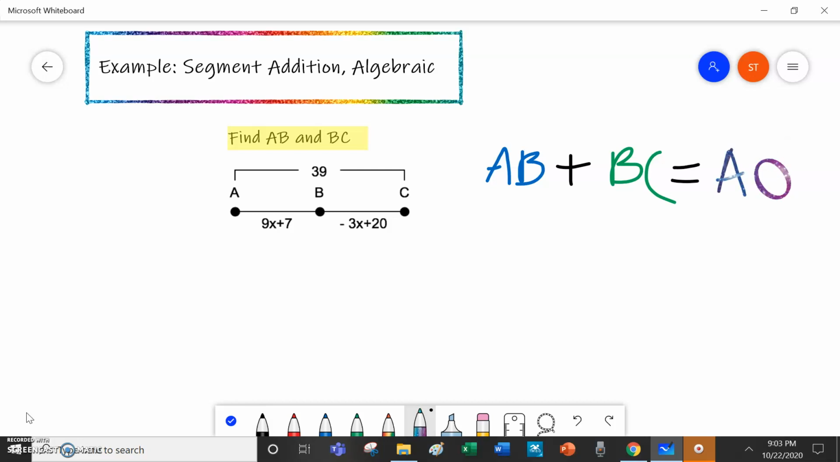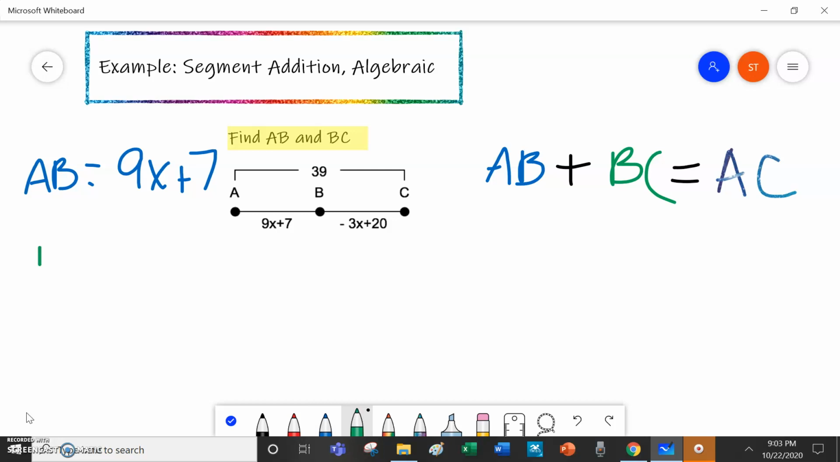So I need to think, okay, what are the lengths that I know? Well, I know that AB is indicated by 9x plus 7. So AB equals 9x plus 7. I'm going to hang on to that because this is going to come up later when I need to find the length of AB, because the first thing I need to do is solve for x. So I want to hang on to that equation.